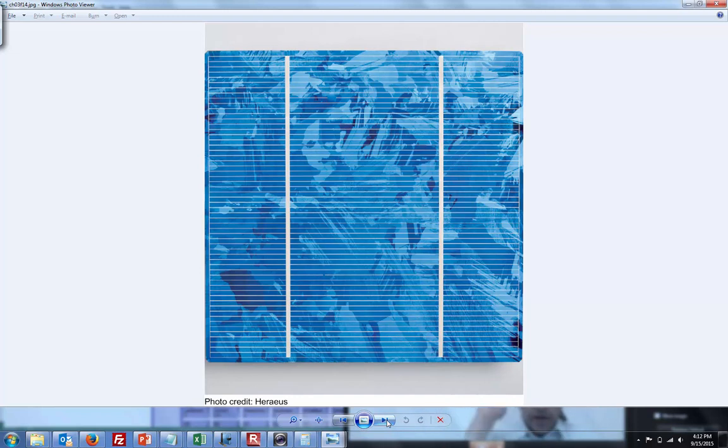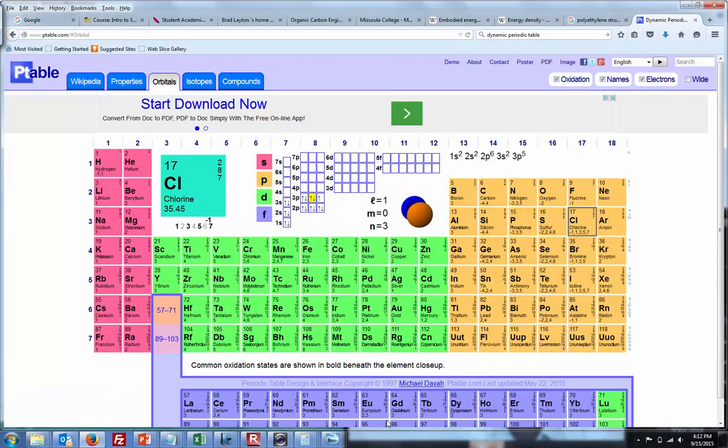I did mention gallium arsenide. Let's take a look at where arsenic is. So here's gallium, here's arsenic, and here's germanium. So just like how phosphorus and boron sit on either side of silicon, gallium and arsenic sit on either side of germanium and perform a similar function.